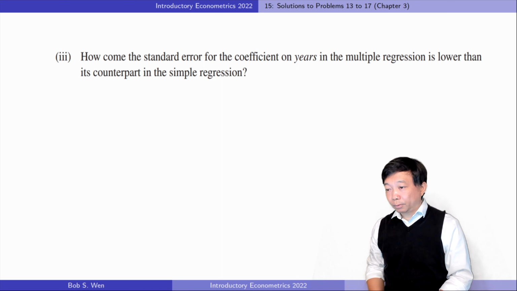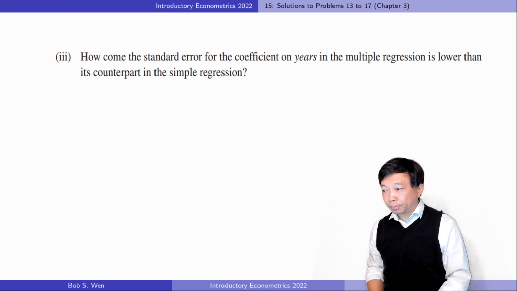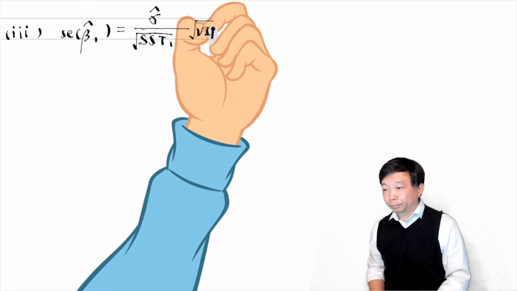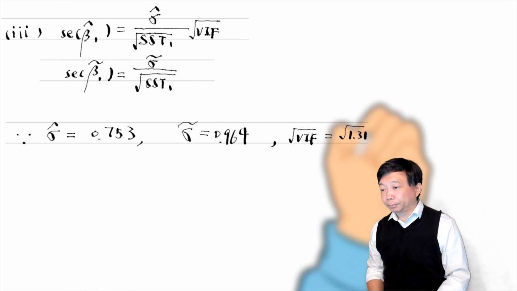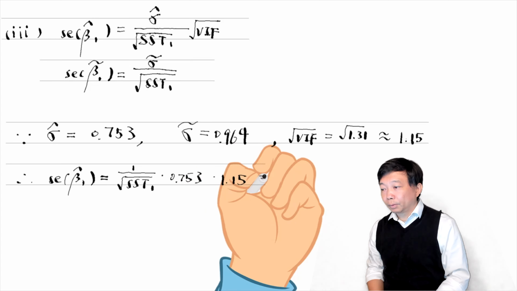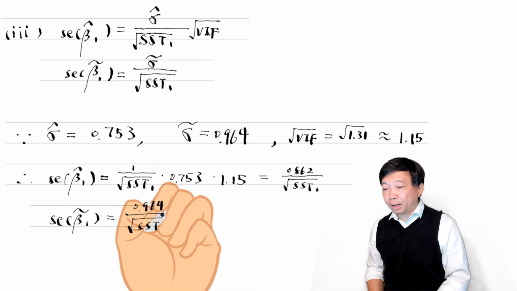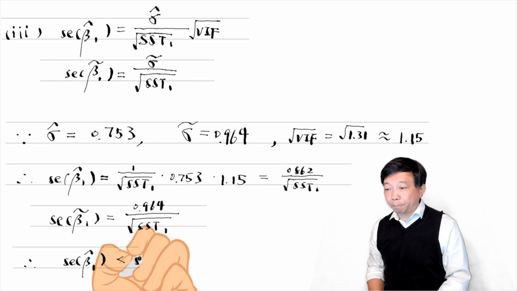For the third question, the standard error for the coefficient on years depends on the variance inflation factor and the standard error of the error term. We have already had the values for the sigma hat, the sigma tilde, and the variance inflation factor. The sample variation in years is the same. So the standard error of beta 1 hat is smaller than that of beta 1 tilde.